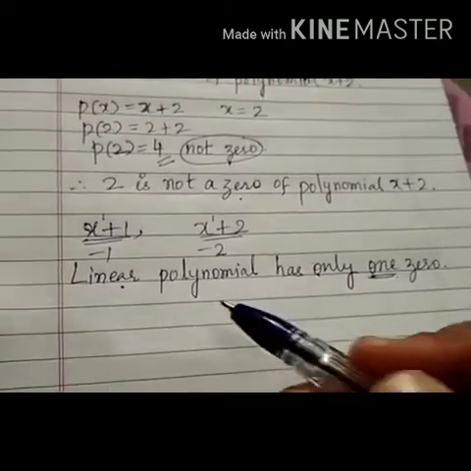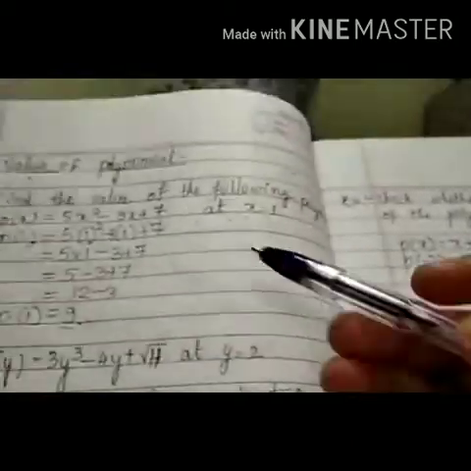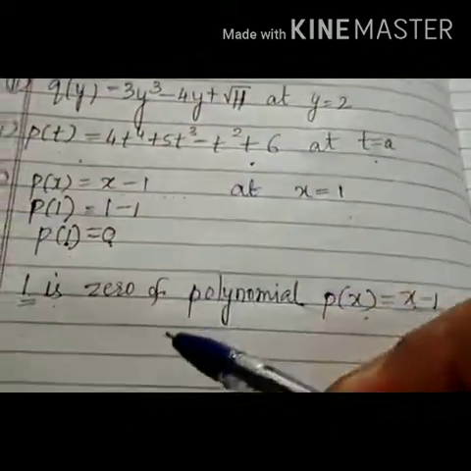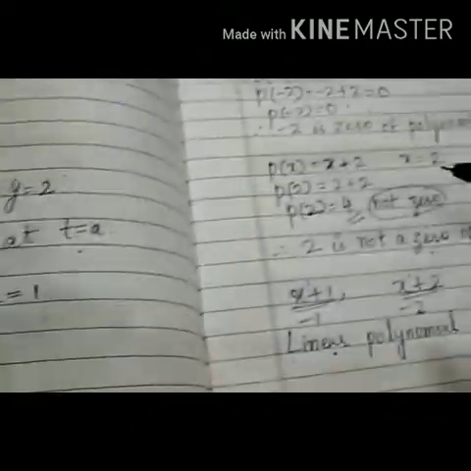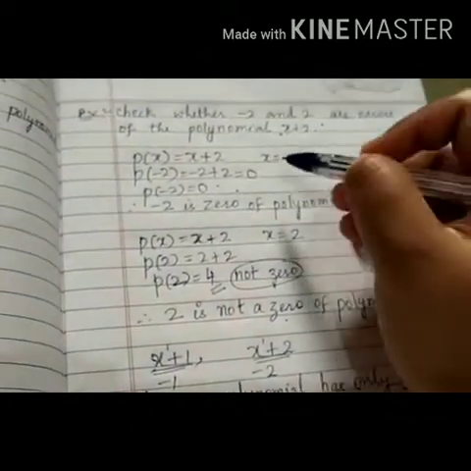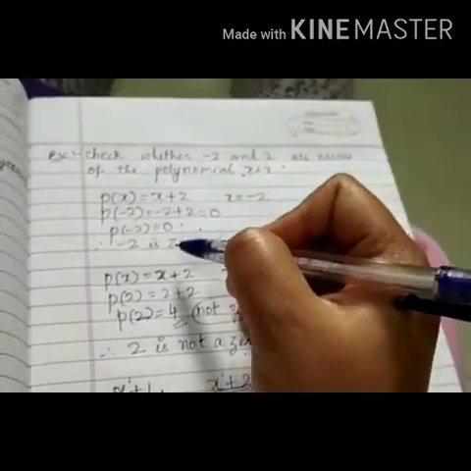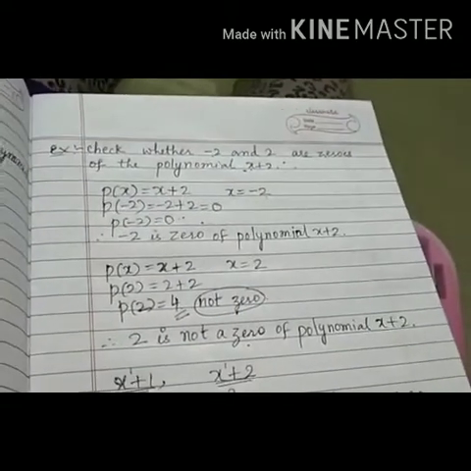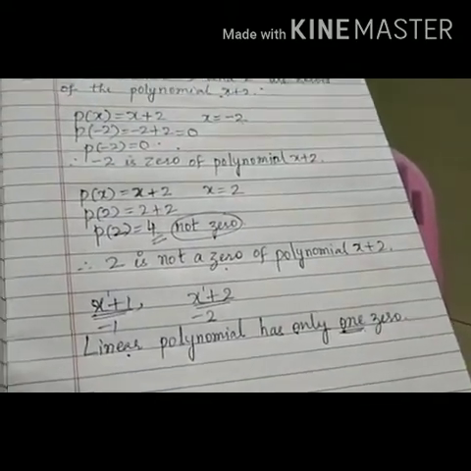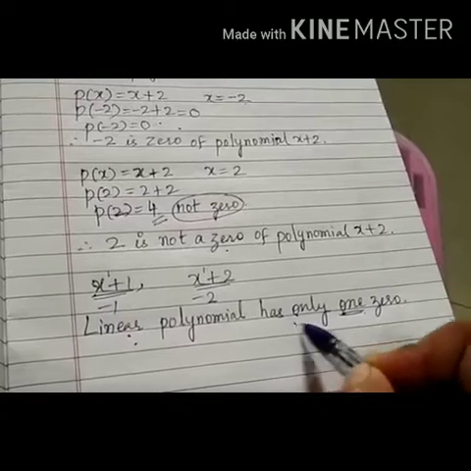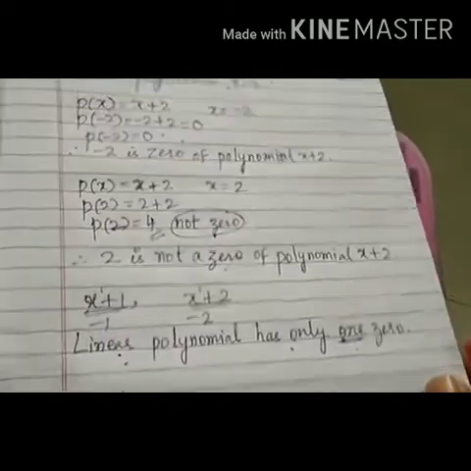I hope you understood today's concept, that is value of polynomial, then 0 of polynomial, and we have also checked how to check whether the given number is the 0 of the given polynomials or not, and linear polynomials has only 1 0. Please do remember all this.